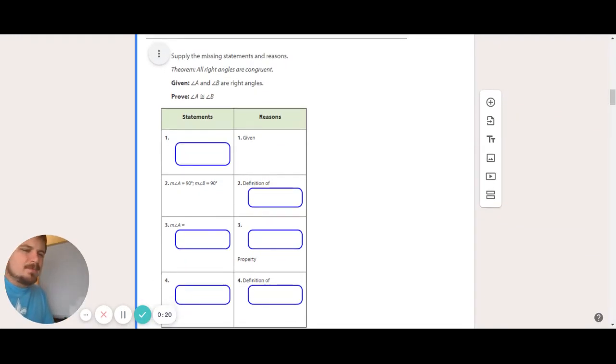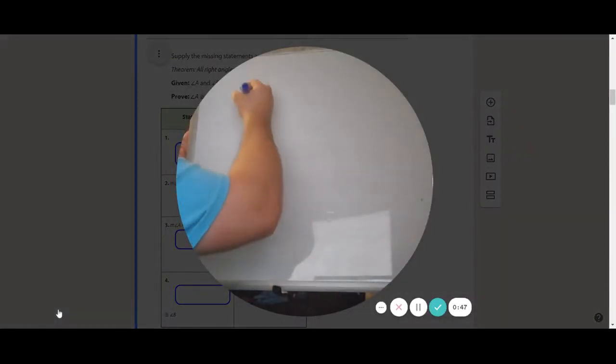What I want you to do is try to understand the logic behind each statement. So we're told that angle A and angle B are right angles. Prove that means angle A is congruent to angle B. So the first missing step is the given statement. Well, what are they given? What's given to us? That angle A and angle B are right angles. So that's what I'm going to write first. That's your first answer.